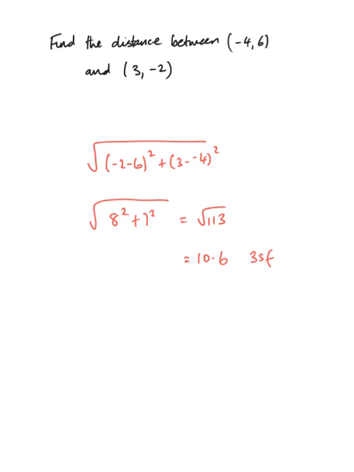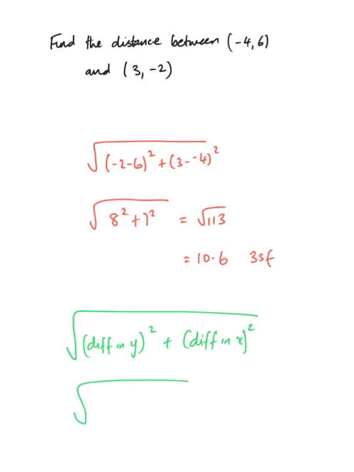So what we're looking for is the square root of the difference in y squared plus the difference in x squared, which we sometimes write as the square root of (y2 minus y1) squared plus (x2 minus x1) squared.